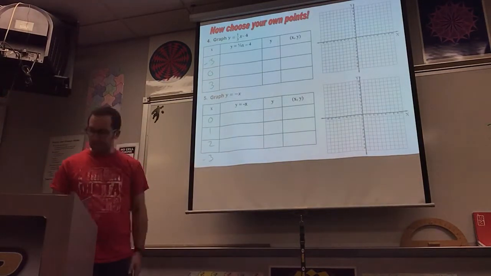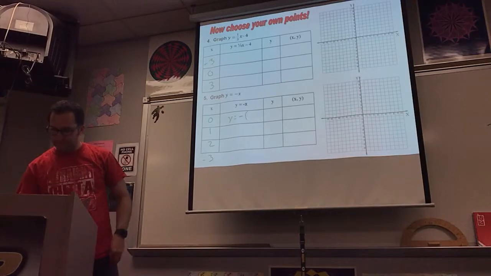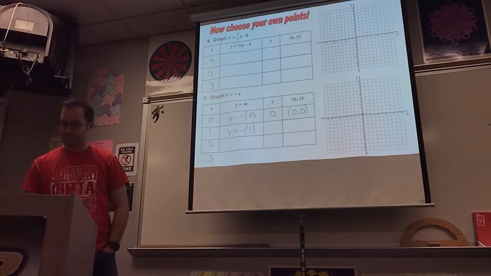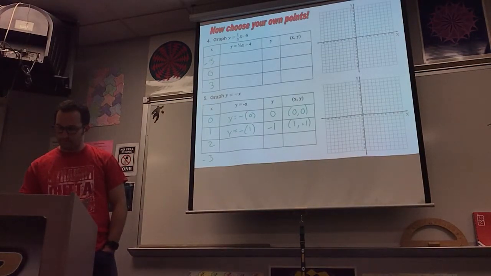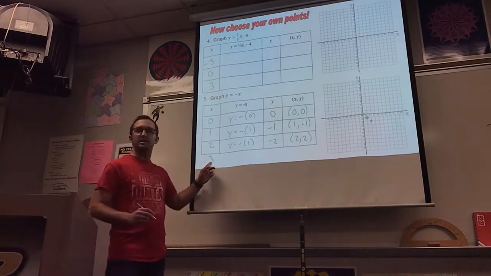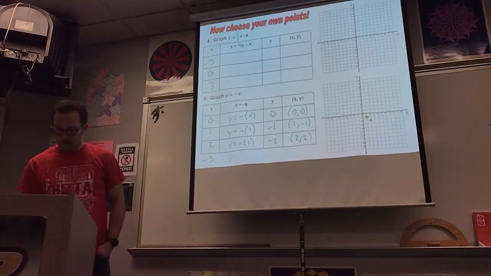Well, let's find out. Let's actually do it. So y equals negative parentheses 0. Negative 0 is 0, so we got 0, 0. Y equals -1, so that's -1. So 1 comma -1. Y equals -2, so 2, -2. Then I had you add a -3 at the end. Y equals -3.